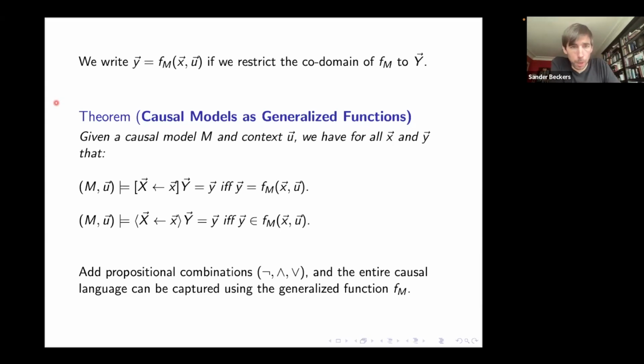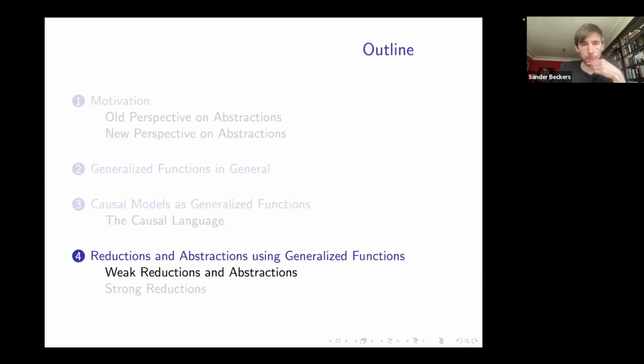And now with that out of the way, I can make precise what it means that these generalized functions can capture all the statements in the causal language. Namely, the necessary interventions are captured by an equality sign, and the possible interventions, so stating that possibly it's the case that y equals y, can be captured by y being an element of the solution set for a particular input. Okay, so this is causal models as generalized functions.